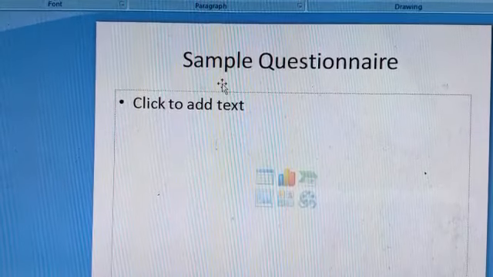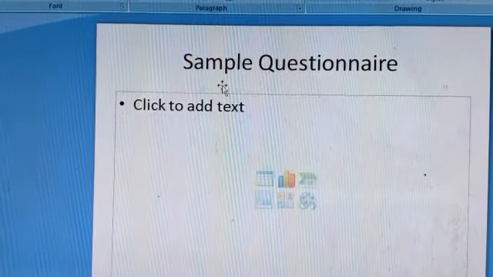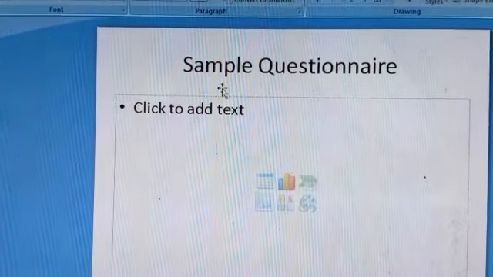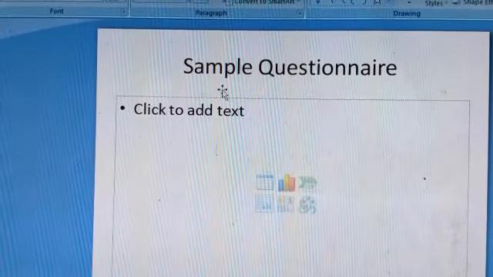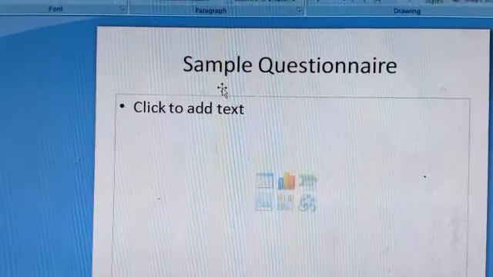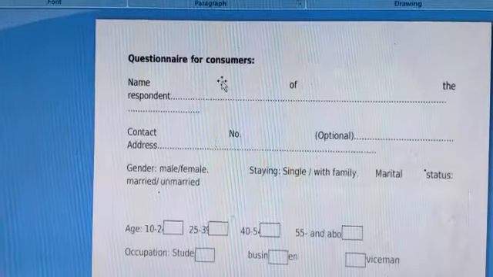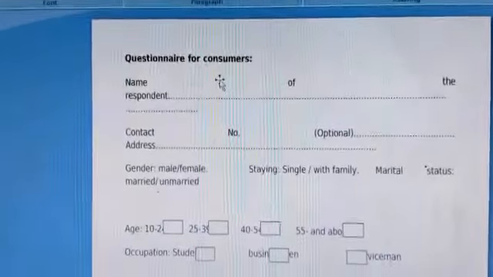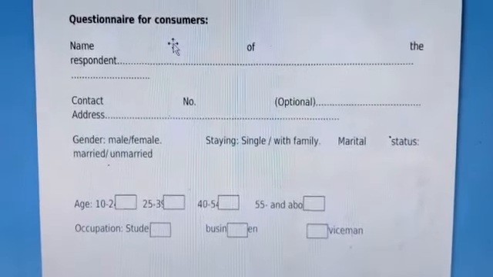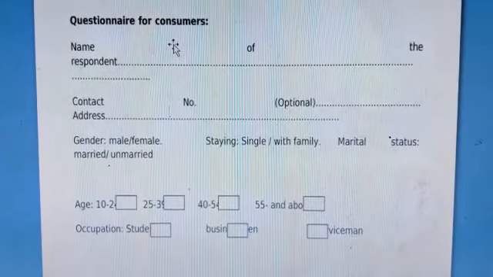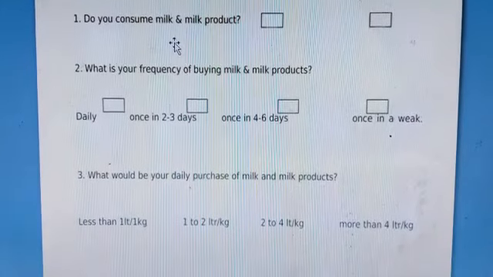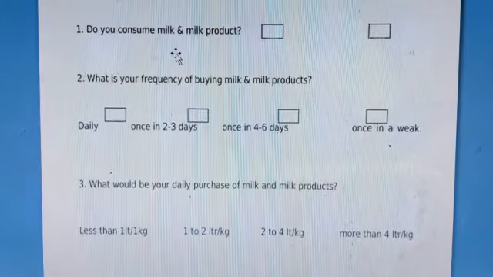We have discussed what we understand by a questionnaire and why we go for a questionnaire. If we are designing a questionnaire for data collection, we have to look into different stages, and these are the steps in the questionnaire design process. Here we'll look at a sample, how a questionnaire looks. You see how it asks the name of the respondent, age, occupation, studies. These are questions which are an example or a template. Like, do you consume milk and milk products? What is the frequency? This is an example of how a questionnaire looks.